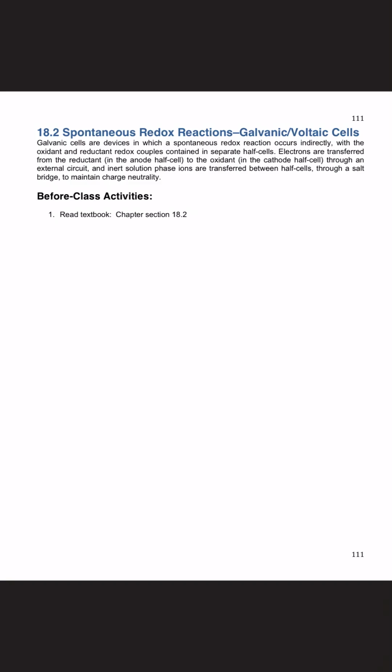In this chapter section, we will discuss spontaneous redox reactions and the device that is based on the spontaneous redox reaction, which is called a galvanic cell or voltaic cell. The details of this chapter can be found in the OER textbook, chapter 18.2.